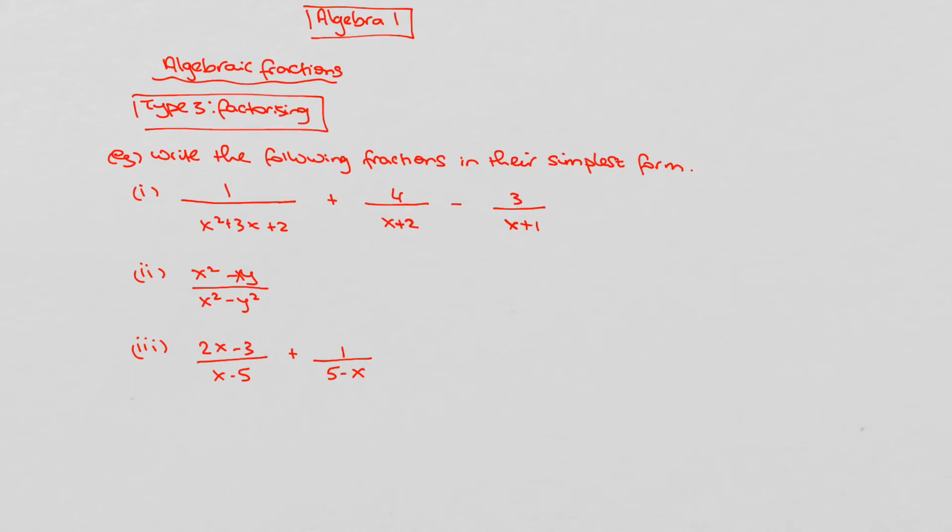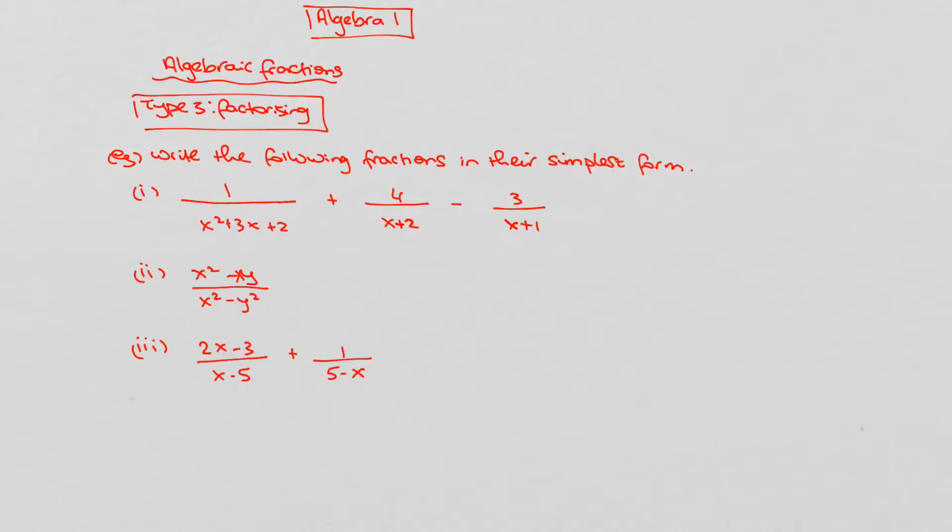Algebra 1, Algebraic fractions. Type 3, Factorizing. So in the examples today, we're going to be looking at factorizing our denominators first before we look at the lowest common denominator in order to simplify our fractions.